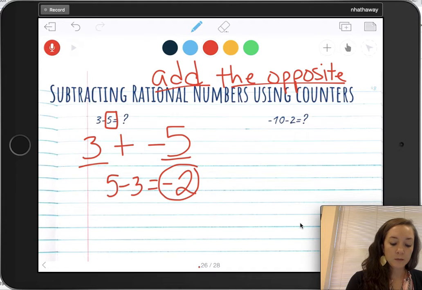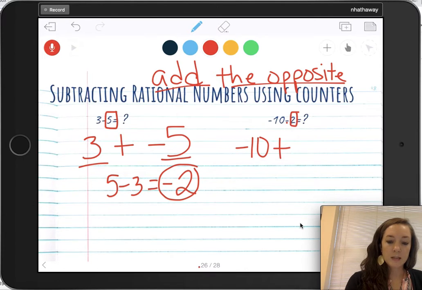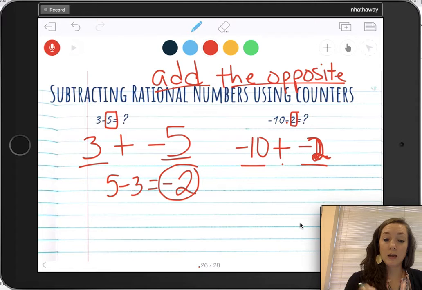Let's try the second one. Keep the first number the same. Negative 10 stays the same. This minus sign becomes a plus sign, and that was a minus sign, so this is a positive 2. I need to make it negative 2, the opposite of positive 2. Now I have negative 10 plus negative 2. These are the same sign now, so I'm going to add them together. 10 plus 2 is 12. Keep your negative symbol.